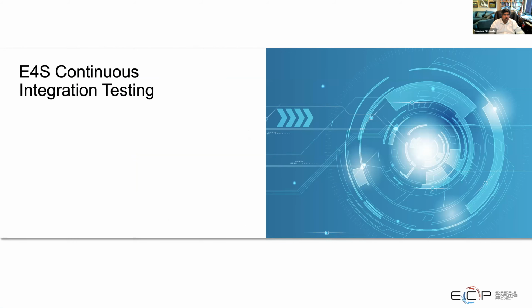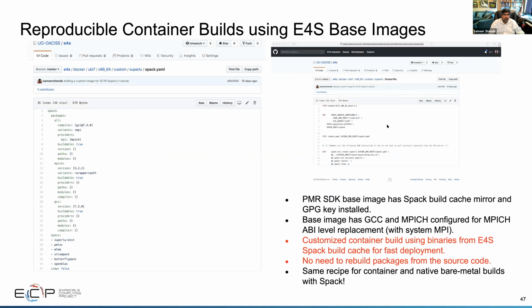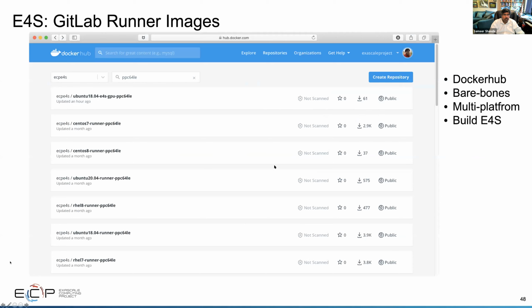So we also have a big effort in continuous integration and testing. Here is the validation test suite that I mentioned earlier. And in fact, that Zoltan example that I showed comes from this validation test suite. You can have container builds using the base images. And this is the Dockerfile, and this is a spack.yaml file. This is for a custom image that we create for SuperLU. And here are some GitLab runner images.